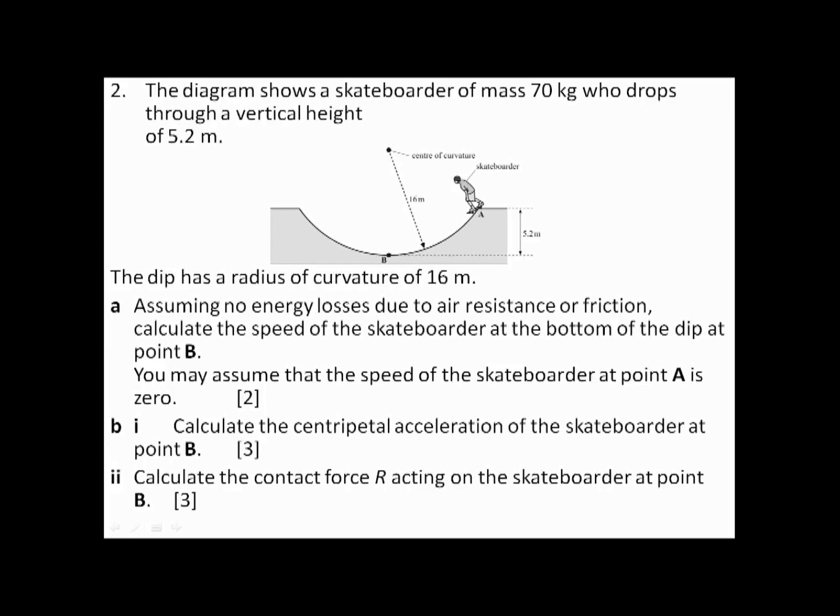Now question B. Calculate the centripetal acceleration of the skateboarder at point B, and finally calculate the contact force R acting on the skateboarder at point B. Okay, so let's go see. Let me call out my pen first again.